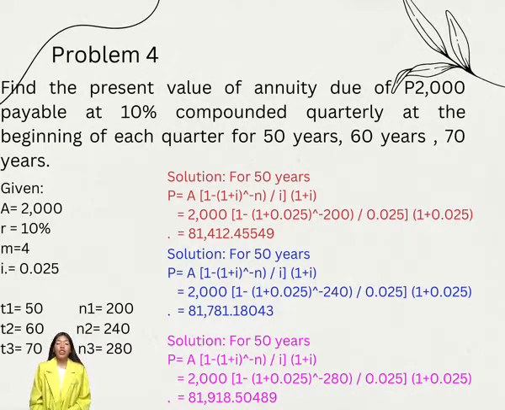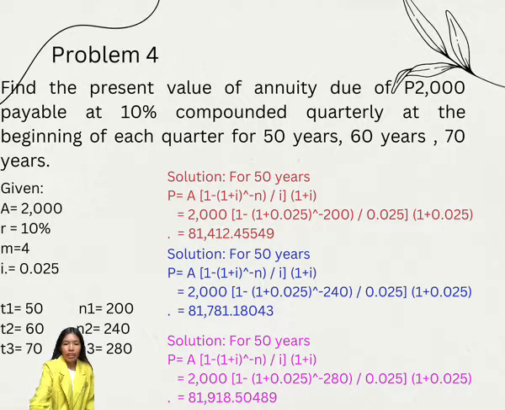For 60 years, we are going to use the same formula, P equals A times 1 minus 1 plus I to the power of negative N, over I, times 1 plus I. Substitute the values. We have 2,000 times 1 minus 1 plus 0.025 to the power of negative 240, over 0.025, times 1 plus 0.025. And the final answer will be 81,781.18043. That is for the 60 years.